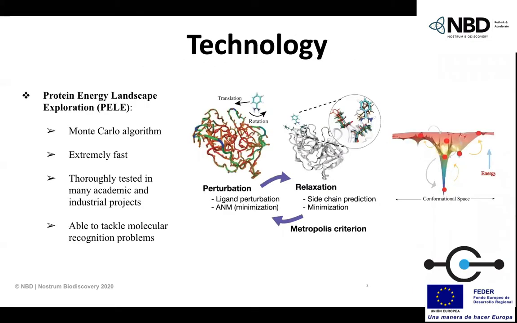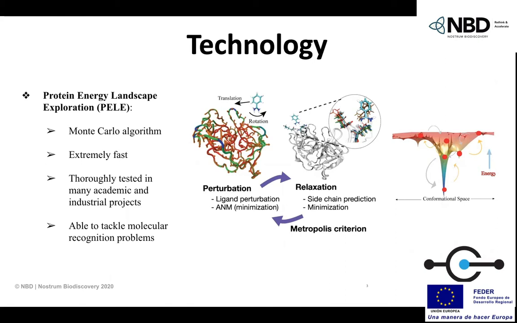But the main core of Nostrum is the technology. As I said, we're an in silico modeling company, so our technologies are a key part of our DNA. And our flagship technology is called PELE. PELE stands for Protein Energy Landscape Exploration, and it's a really fast Monte Carlo algorithm that has been tested through many academic and industrial projects. And it's the perfect software to tackle molecular recognition problems.